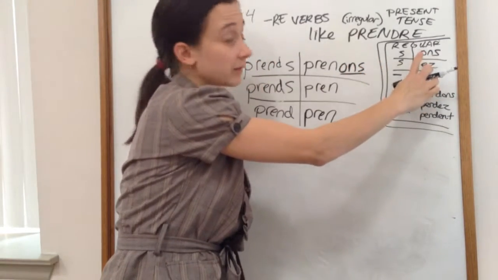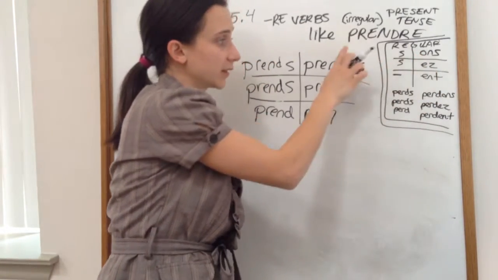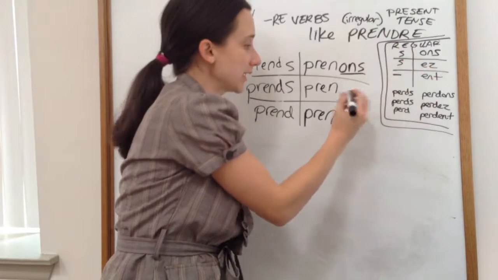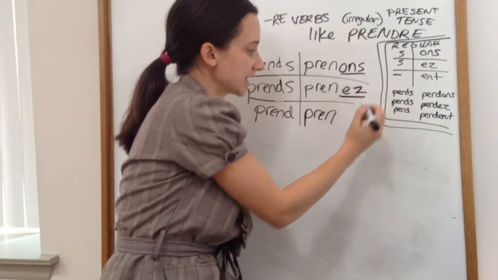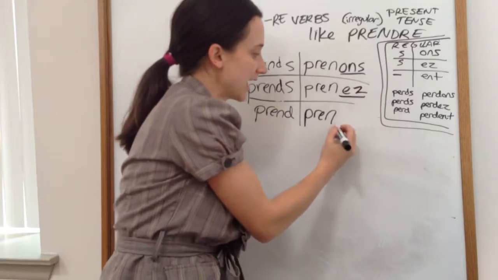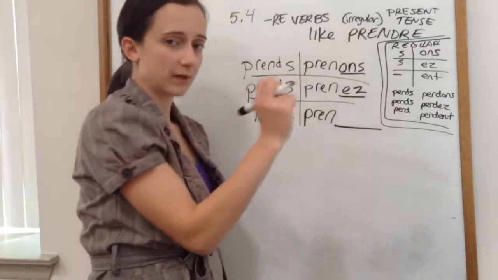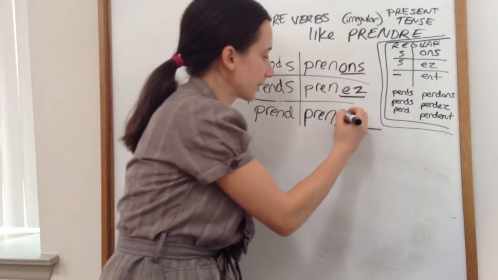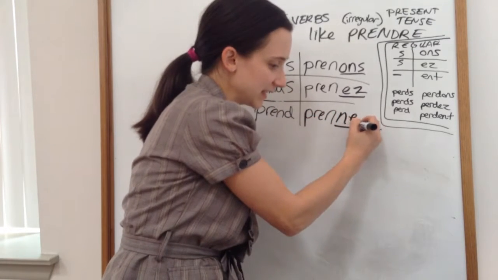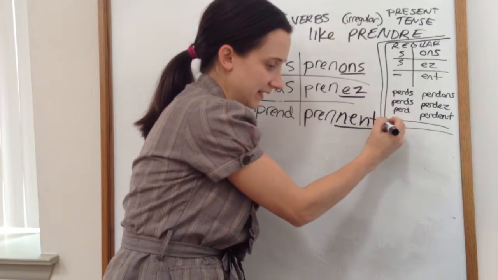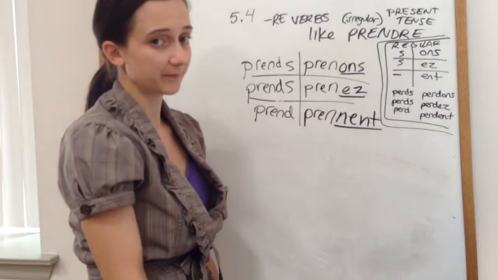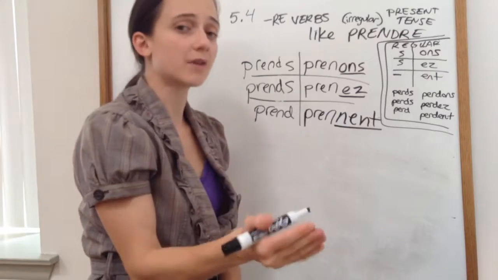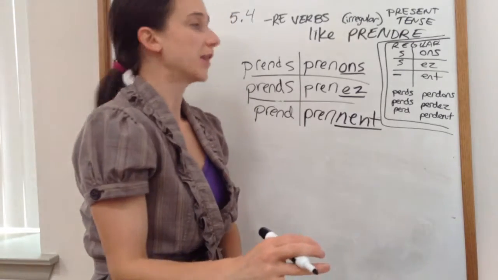O-N-S, just like normal here. We did a little bit of irregular by taking off the D as well. Now we add the O-N-S. Here we add the E-Z. Here we add another teensy little thing that's a little different. We add N-E-N-T. Okay? That's it. It's just different enough to be able to spell it wrong, but not that different that it's hard to remember.